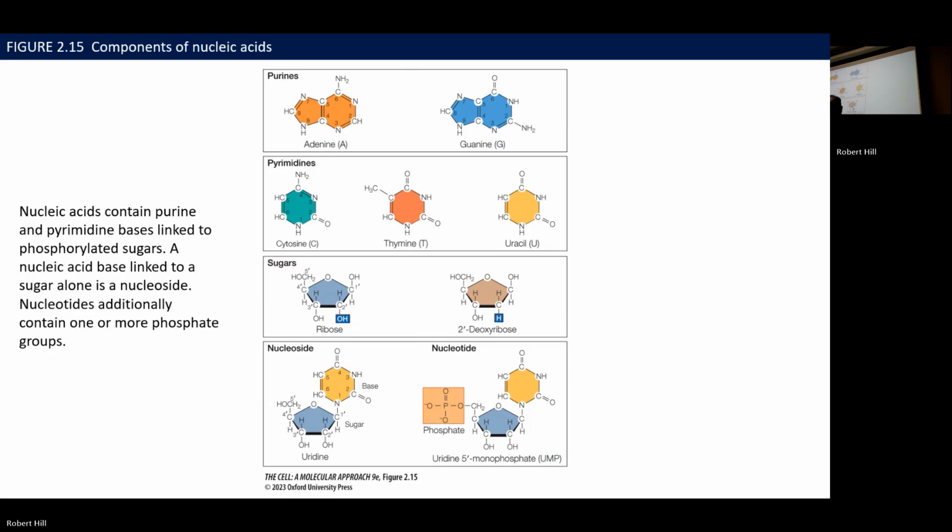Ribose is RNA, sorry. The nucleotide has the ribose sugar group, it has the nitrogen containing base, and it has the phosphate. If you're talking about a nucleoside, it doesn't have that phosphate. It's just the sugar and the nitrogen containing base. If you've got deoxyribose, you've got a DNA molecule, and ribose goes to RNA molecules.